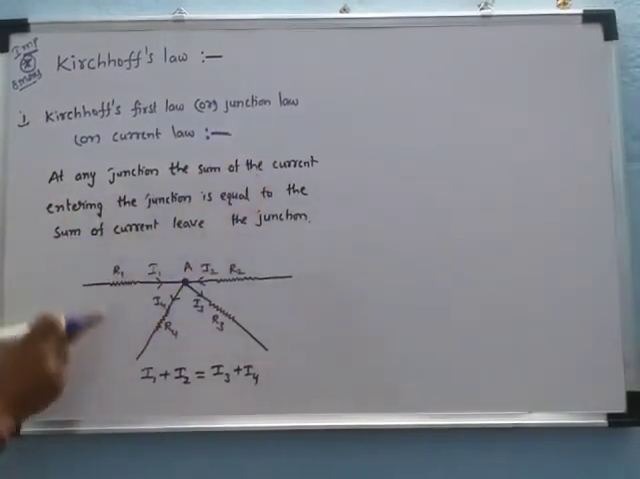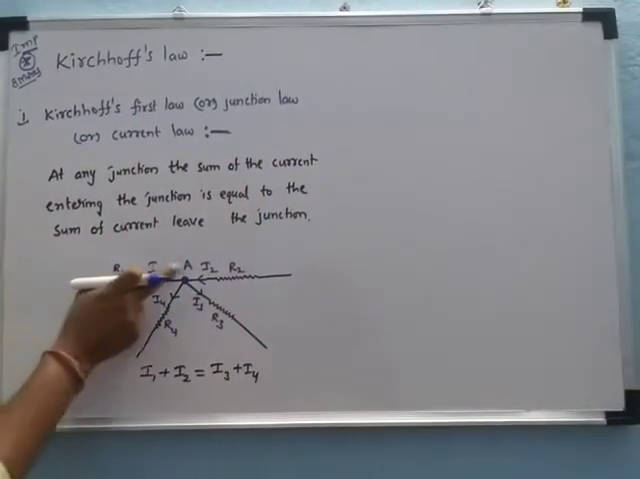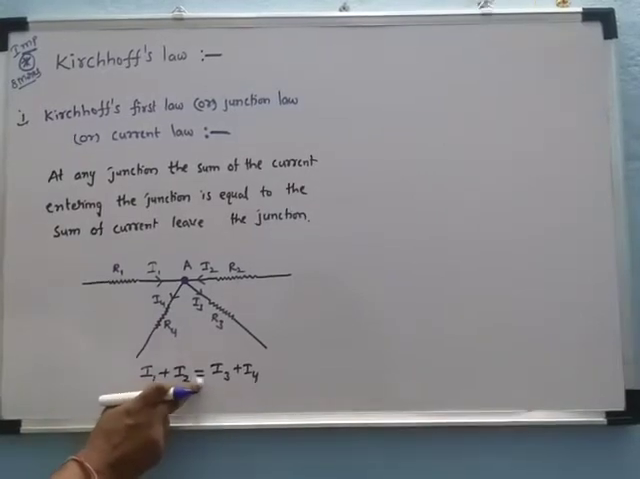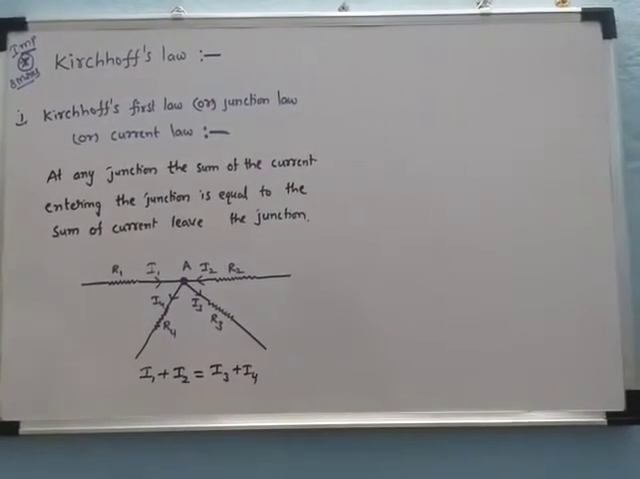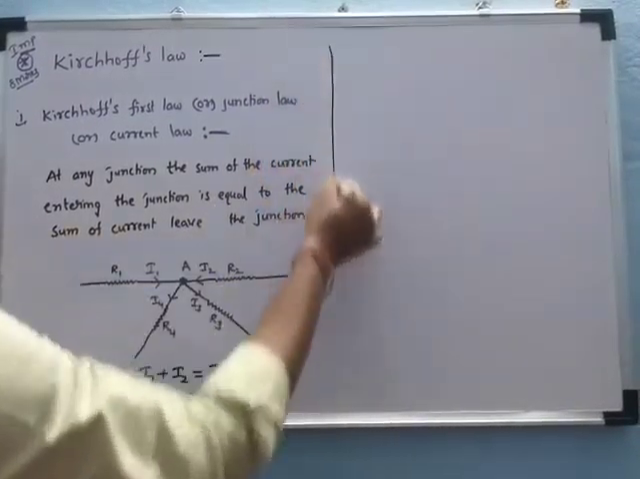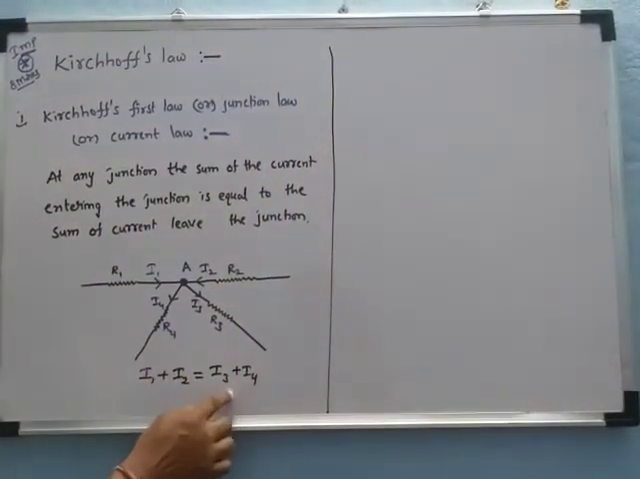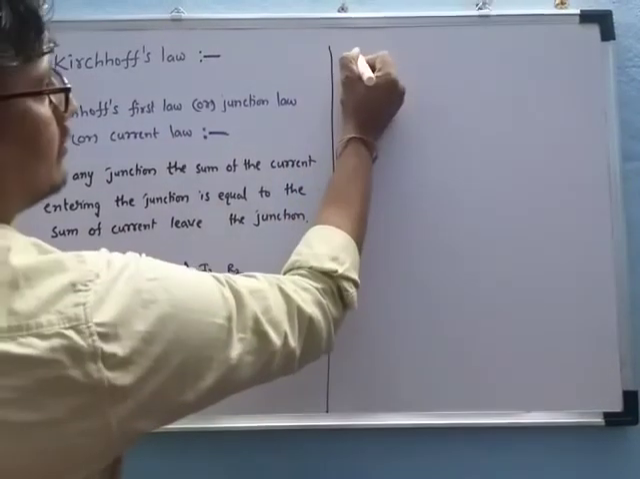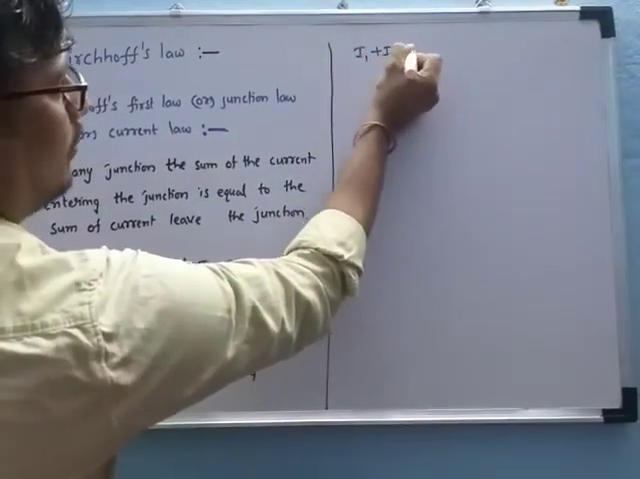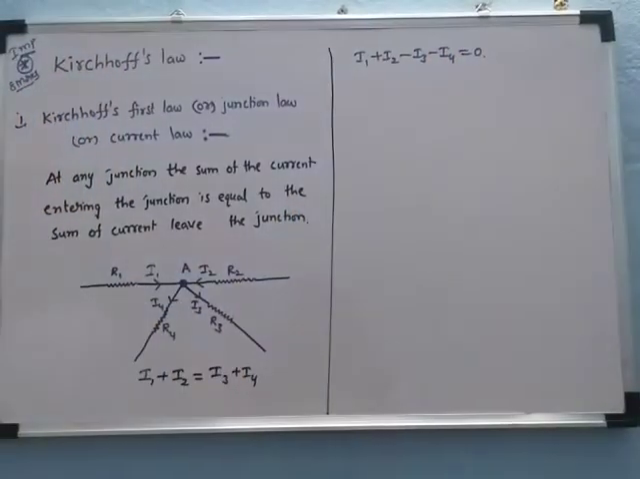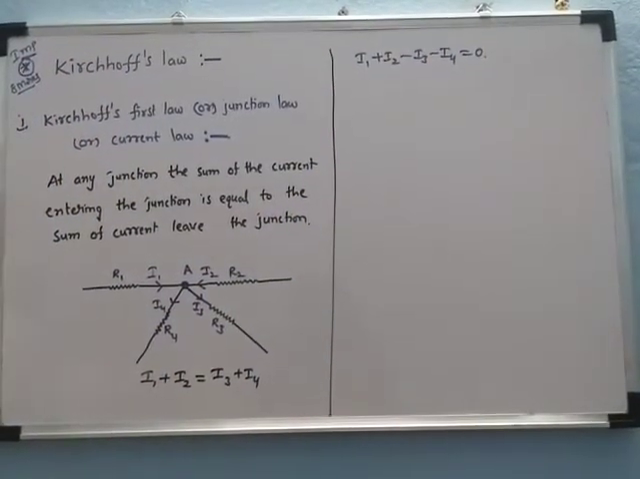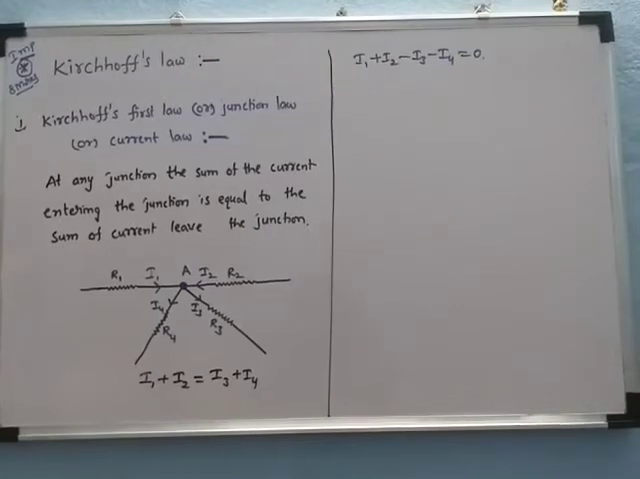So the sum of the currents entering, which of them are entering? I1, I2 can be entering, is equal to the sum of the currents leaving the junction. And also we can write this one, taking the total to this side: I1 plus I2 minus I3 minus I4 is equal to 0. See, this is the principle and statement of the first law.